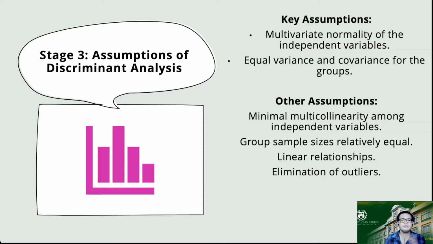Now, we also have key assumptions. This is stage three of discriminant analysis. So, multivariate normality of the independent variables needs to be assumed. And at the same time, equal variance and covariance for the groups is also assumed. Other assumptions that we also have to consider: minimal multicollinearity among independent variables, group sample sizes relatively equal to one another, linear relationship, and also elimination of outliers.